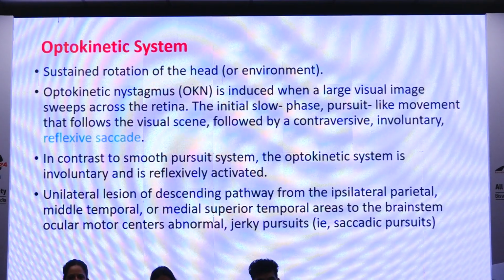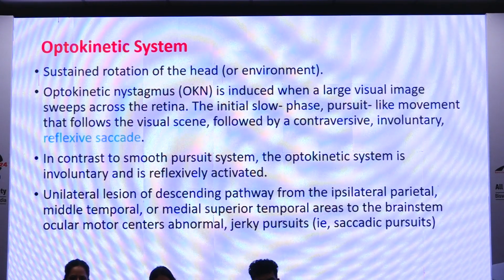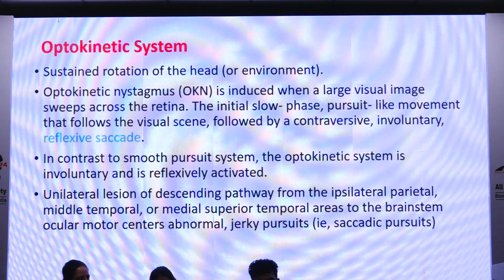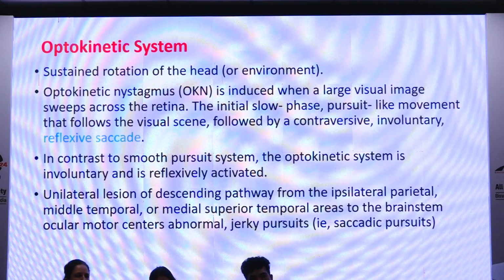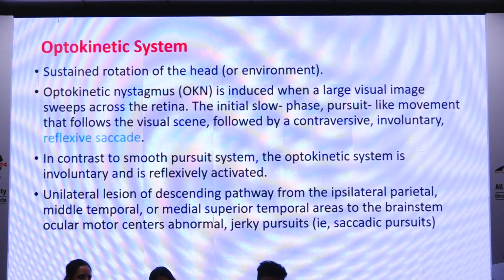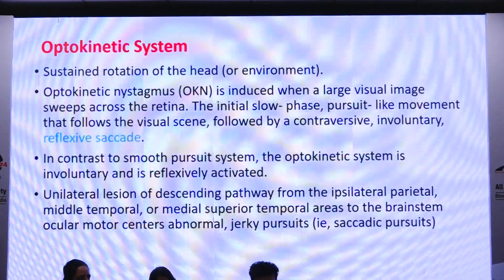Then come to the optokinetic system. Now I talked about the vestibular system for a brief period. When there is a sustained head rotation, either the object is moving or the head is sustainedly moving. Because in the vestibular apparatus there are cilia, the cilia are deflected and stimulate the eighth nerve, so it fades away within a short time. But the optokinetic system maintains it.